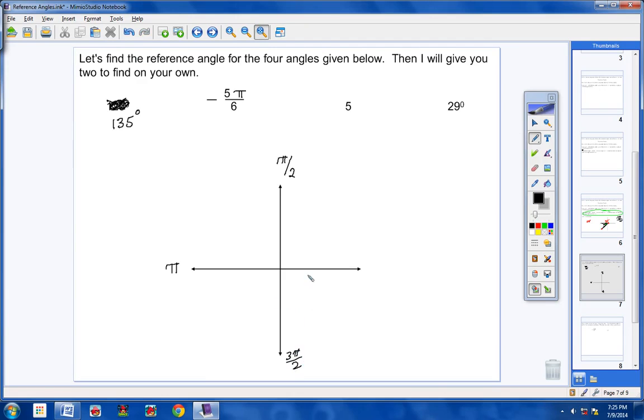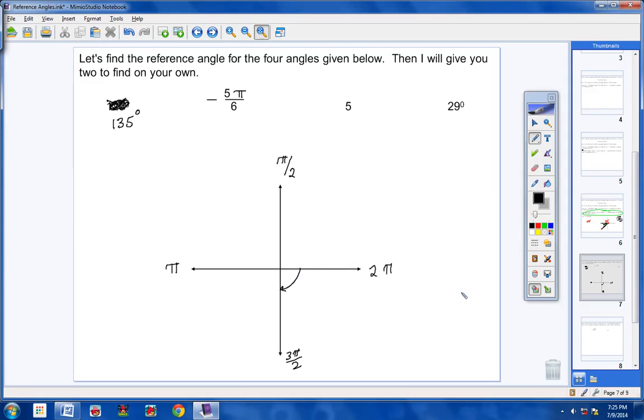And then if we go another half pi, that's going to be a full rotation all the way around, and that's going to be 2 pi. Okay? Now, notice we're going negative 5 pi over 6. So let's think this through, guys. Be very careful. Since I'm going to go negative and go down this way, from here to here is 90, or pi over 2.